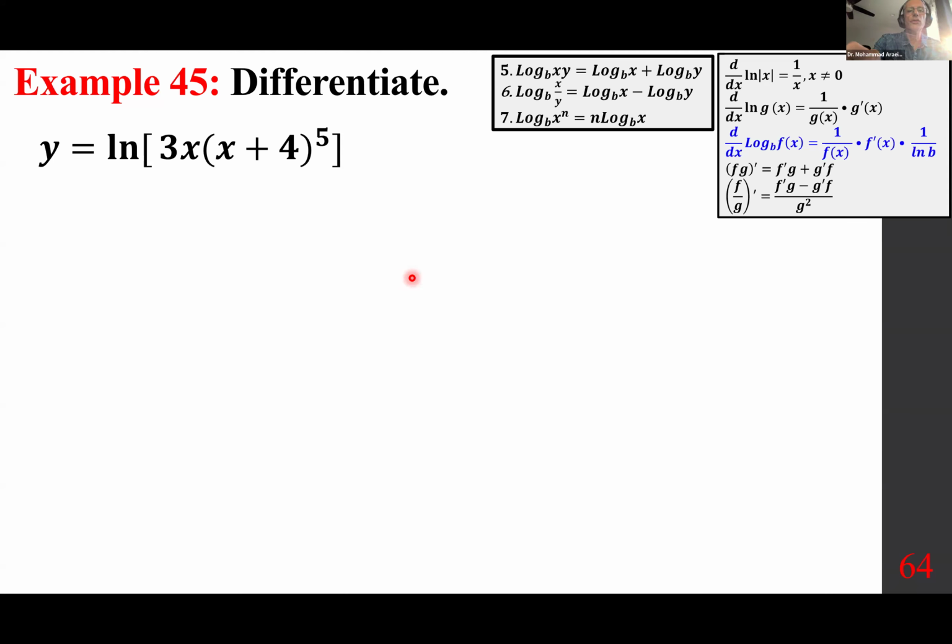So how do we differentiate this? The best course of action is to decompose the log first. We use the product rule. This will be ln of 3 plus ln of x plus ln of x plus 4 to the power of 5, which is 5 ln of x plus 4. My assumption is that we have no problem decomposing a log. This makes it easier to differentiate. So ln 3 is a number.